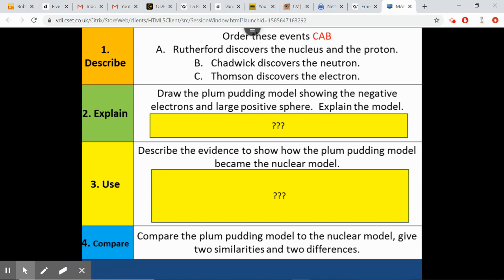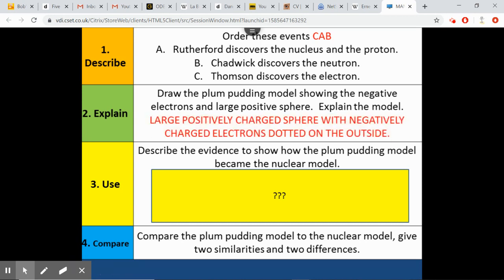Right, the next one says draw the plum pudding model showing the negative electrons and the large positive sphere and explain the model. One way to explain this is that you've got a large positively charged sphere with negatively charged electrons dotted around on the outside. On the next slide, we'll show you a diagram of that.